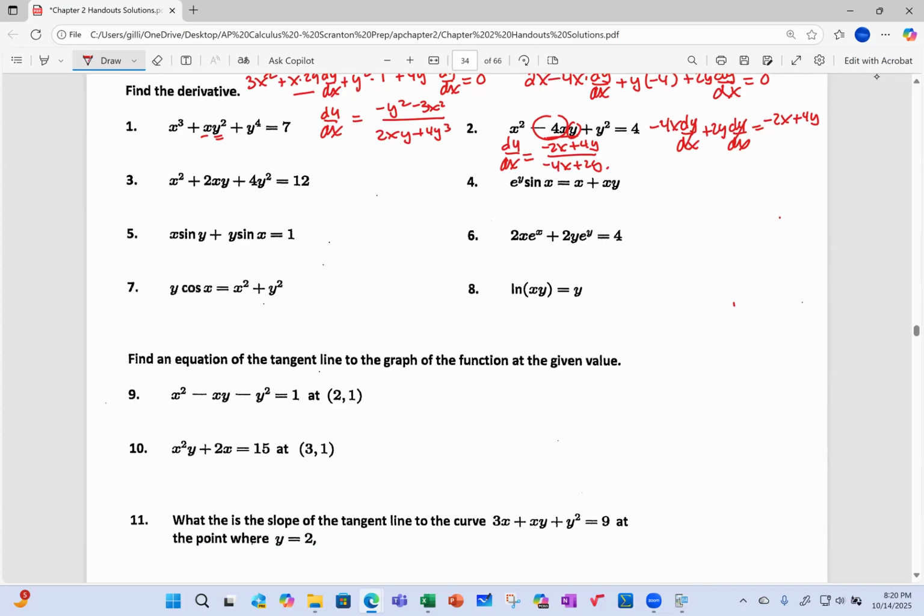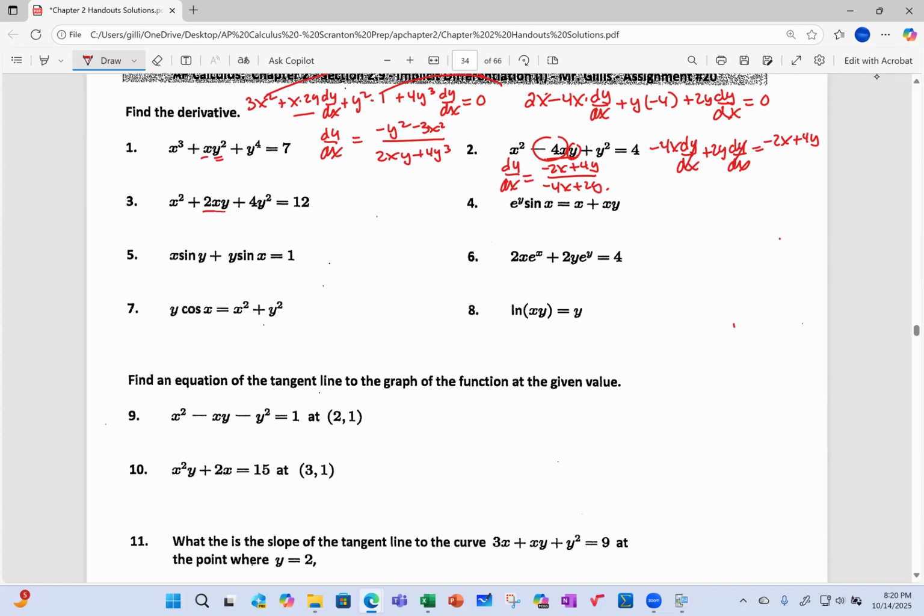Number 3 is going to be another product rule involved here. So it's going to be 2x plus 2x times dy dx plus y times 2 plus 8y dy dx, which then equals 0. And then this one here, guys, the dy dx is already on one side. So this is going to come over and become minus 2y. And that 2x will go over to the other side and become minus 2x. Factor out the dy dx, and what's left is 2x plus 8y.